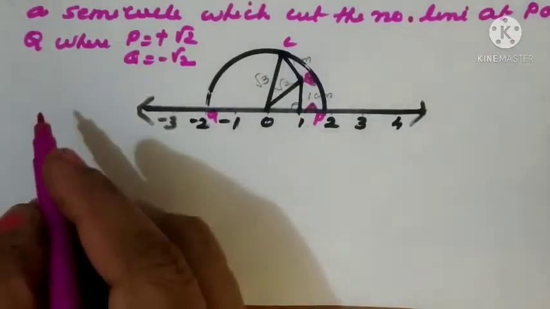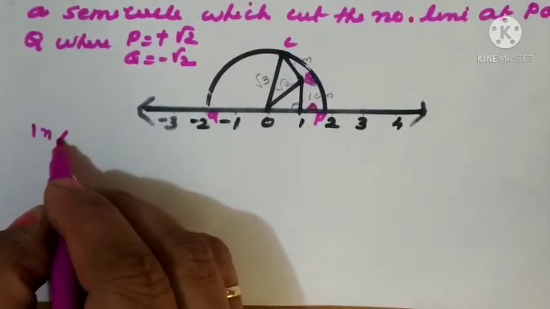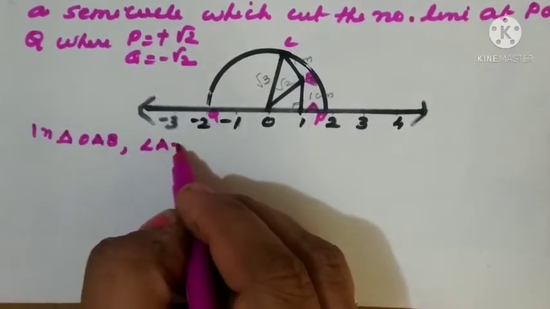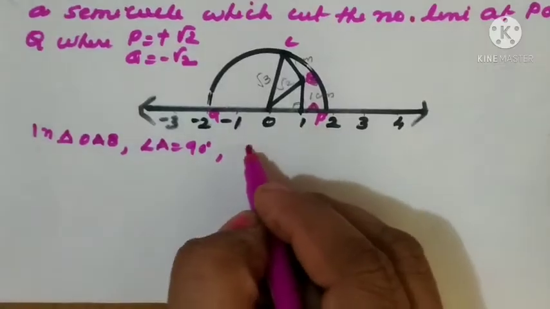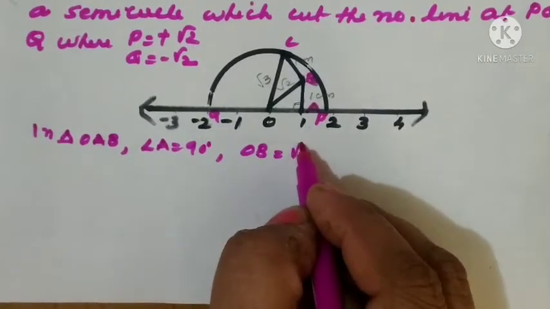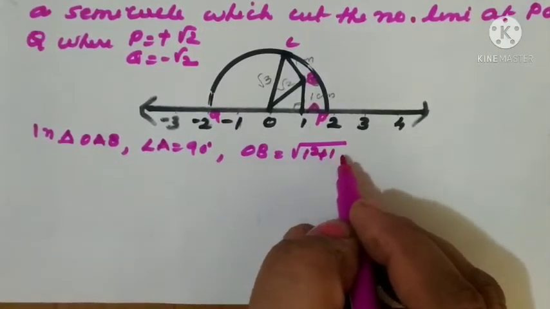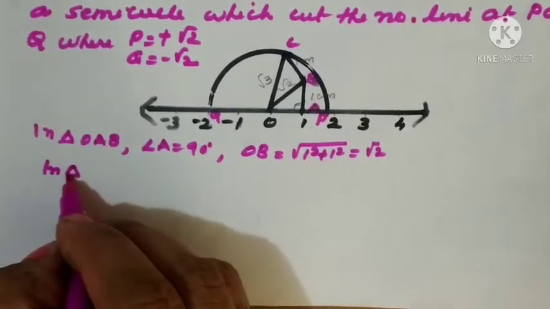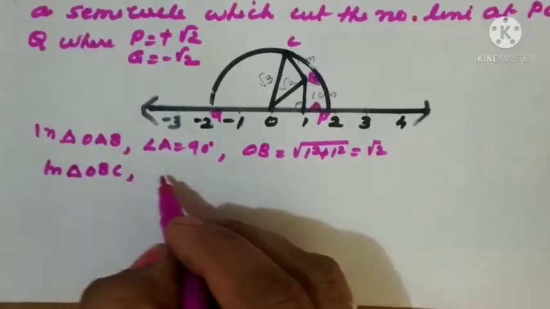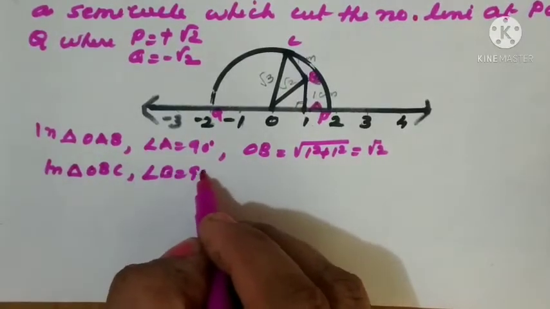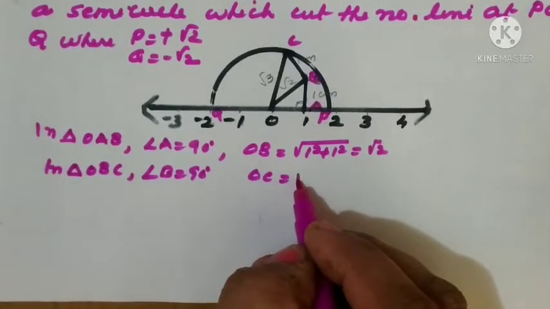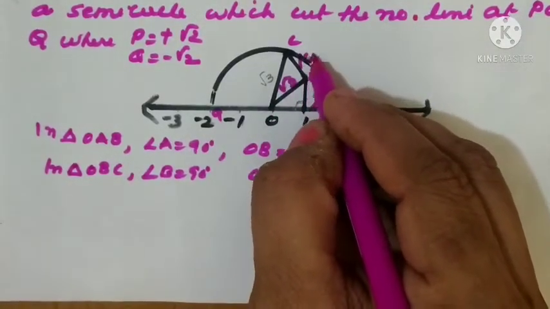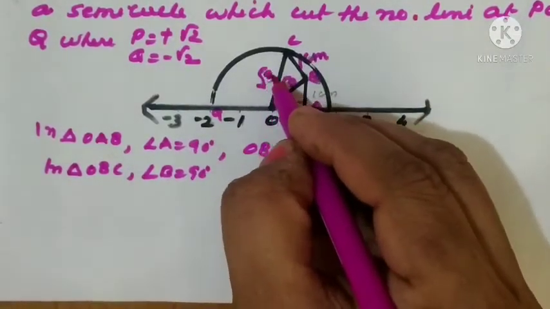Now what is the justification here? In triangle OAB, angle A is 90, OB square equal to, or OB equal to root of 1 square plus 1 square, equal to root 2. Now in triangle OBC, angle B is 90, OC equal to root of, because this hypotenuse is root 2 and here 1 centimeter. So here we need root 3 only.